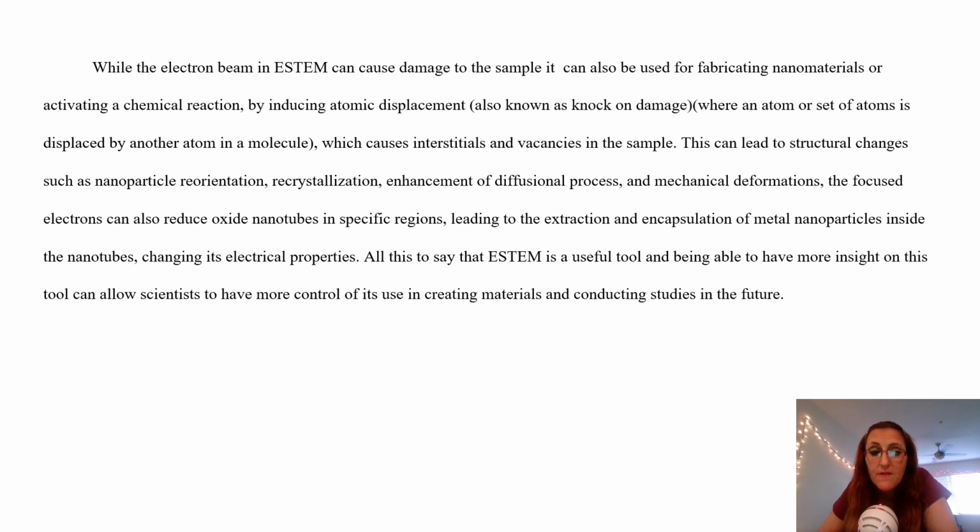The focused electrons can also reduce oxide nanotubes in specific regions, leading to the extraction and encapsulation of metal nanoparticles inside the nanotubes, changing their electrical properties. All this to say that ESTEM is a useful tool, and having more insight on it can allow scientists to have more control of its use in creating materials and conducting studies in the future.